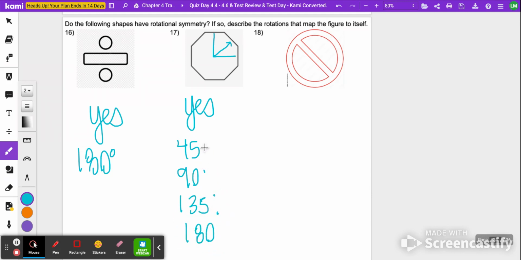The last one, unfortunately, does not have any rotational symmetry. If I rotate it 180 degrees, we would see the crossover here, so it's not going to match up. Actually, yes. If I do rotate it 180 degrees, it would end up matching right where it is. So we're actually also going to say yes. This ends up here, and this would end up here.